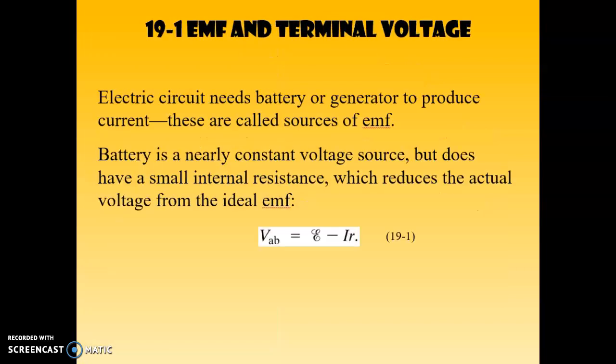So EMF and terminal voltage. If you have a circuit, you need something to cause the charge to flow. Generators do that. Batteries do that. They offer a potential difference, and this is basically also called EMF, which is electromotive force. So it gives those charges a reason to scooch along from one place to another. Like high potential, low potential, that's what all those things are doing.